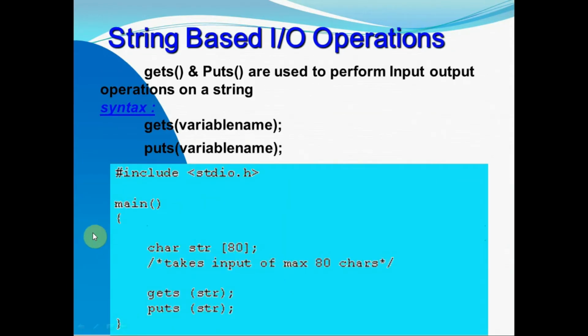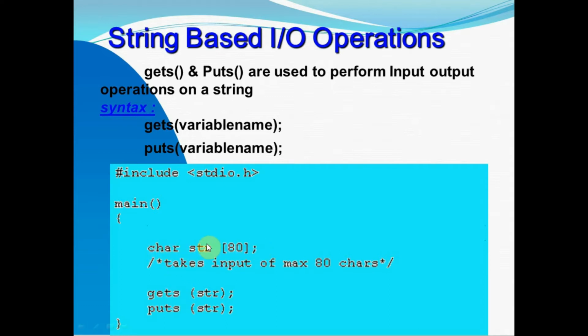The next one, string based input output operations. Here is an example program, using gets(variable name) and puts(variable name). These gets and puts functions are used to perform input output operations on a screen.